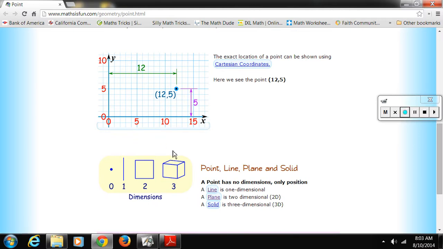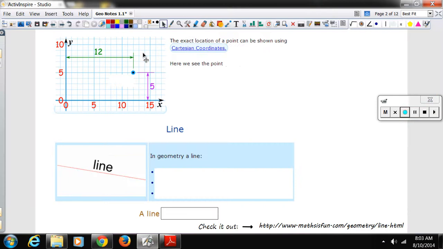You can see where I got these pictures from because it's a great illustration to show you how things work in math. Okay, so Cartesian coordinates, this is the point 12, 5. You go over 12, you go up 5. That's a location. This Cartesian coordinate is the location of this point. So here the point we have is the point 12, 5. So points are locations only.